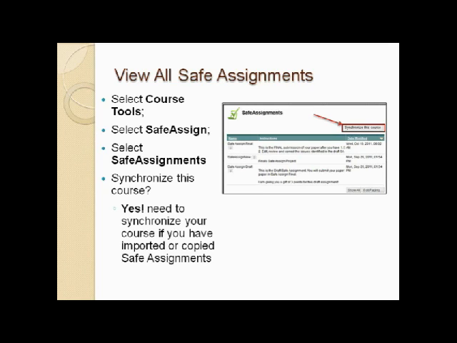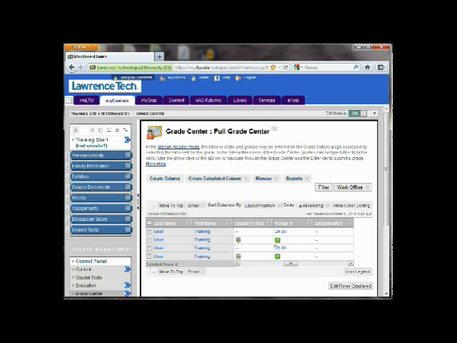Well, there's two ways that you can view all of the Safe Assignments. You can go in by the Grade Center and open up each of the options or the student submissions from there. Or you can go in to view all of the Safe Assignments that you've created to have an idea of what you've done.